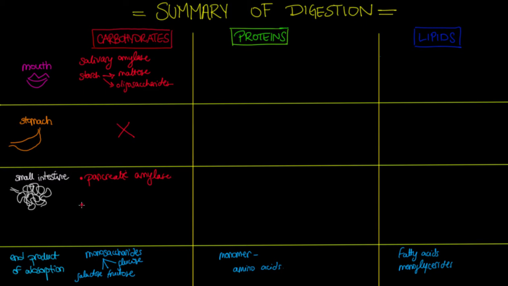Now, in addition to pancreatic enzymes, we also have brush border enzymes that are located at the surface of your small intestinal wall. And so these enzymes include sucrase, which will act on sucrose, and this sucrose is a disaccharide. We also have lactase, which will act on lactose. So sucrase is going to break down sucrose into glucose and fructose, and lactase is going to break down lactose into glucose and galactose. And we also have the maltase enzyme, which will break down maltose into 2 glucose monosaccharides.